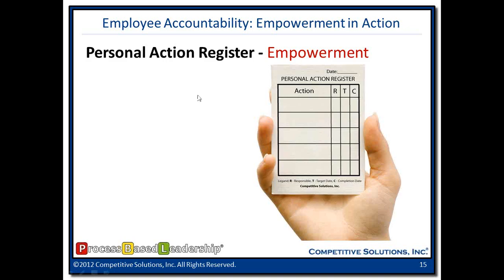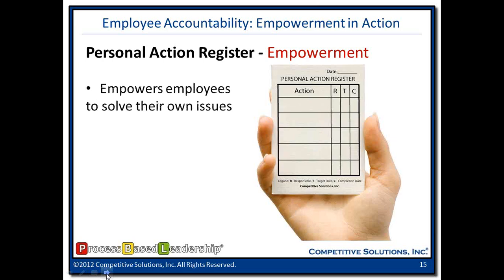This is called a personal action register. And let's go back to the example I shared with you before about the employee and the question about summer vacation. Something like that needs to be captured. And what I see leaders do, this action register, you'll see it's small, designed to fit in your pocket, or the front pocket of your shirt.